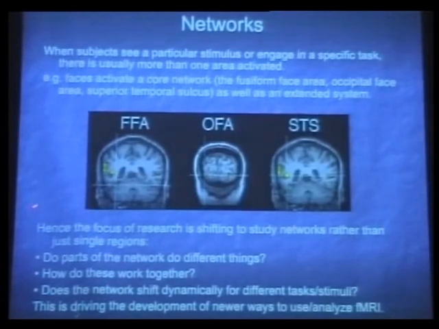So what we want to do now is shift the focus of research to saying, well, I'm not just caring about whether I get a cortical area, but what are these areas doing? Do the parts of the network do different things? How do these work together? Does the network change? Is it a dynamic thing that changes when you have different tasks and different stimuli? How are we going to answer those questions is what's driving the new ways that we have to look at how we analyze fMRI data.